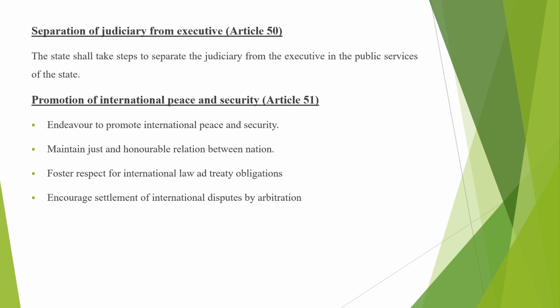Now comes Article 51. Article 51 talks about promotion of international peace and security. This article says that India shall promote international peace and security and maintain just and honorable relations between nations. So what does that mean?